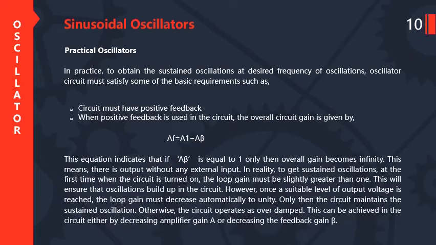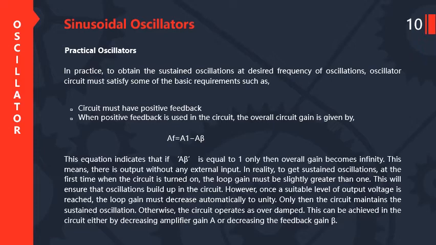This equation indicates that if Aβ is equal to 1, then the overall gain becomes infinite. This means there is output without any external input. In reality, to get sustained oscillation the first time the circuit is turned on, the loop gain must be slightly greater than 1. This ensures that the oscillation builds up in the circuit.